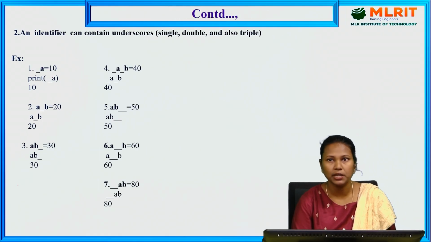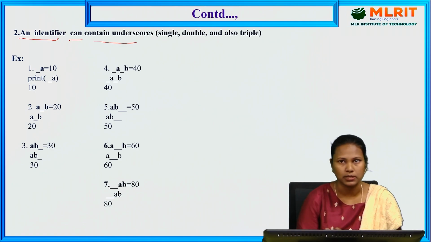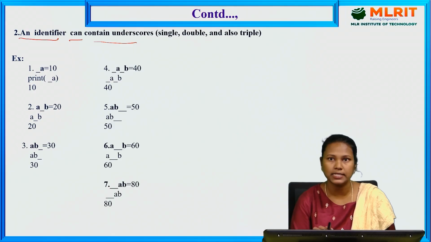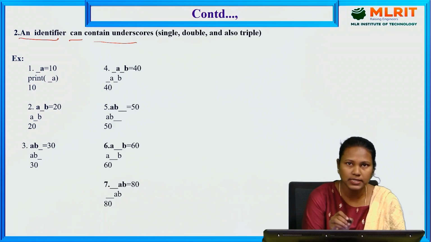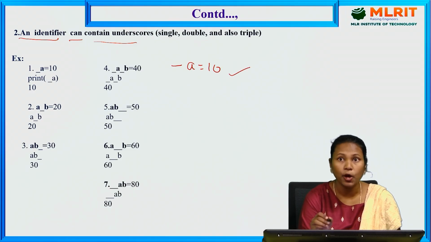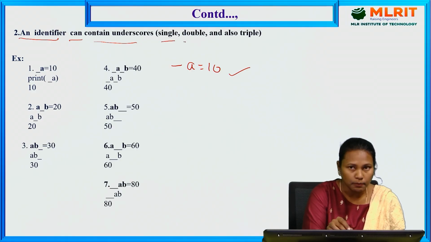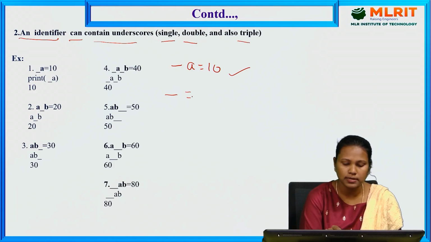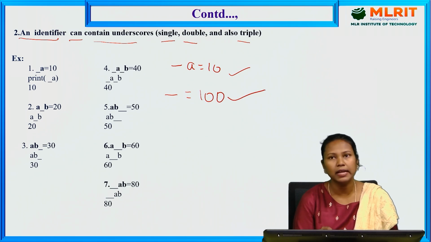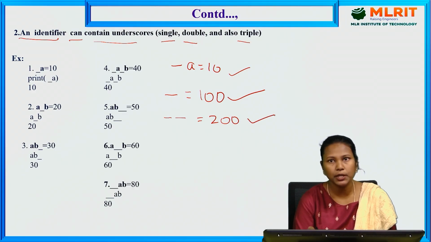The second condition for defining the identifier is that an identifier can contain underscores. With the help of underscore, we can define an identifier. The first example is underscore A is equal to 10. It is a valid one. Otherwise you can use a single underscore for defining the identifier, a double underscore also, and a triple underscore also. For example, underscore is equal to 100. It is valid. Next, double underscore equal to 200. It is also valid.